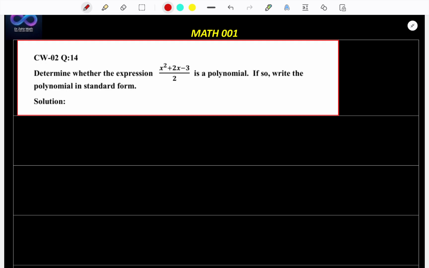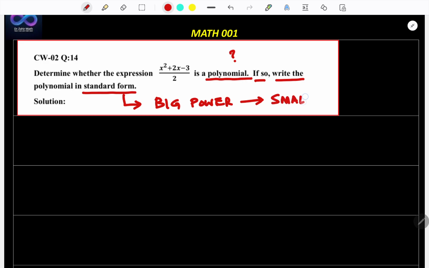Let's go to the next question. What is the next question? Determine whether the expression x square plus 2x minus 3 is a polynomial. So they're asking, check if it's a polynomial. If so, write in standard form. What do you mean by standard form? Standard form means big power to small power. So this is called standard form. So let us start the solution.